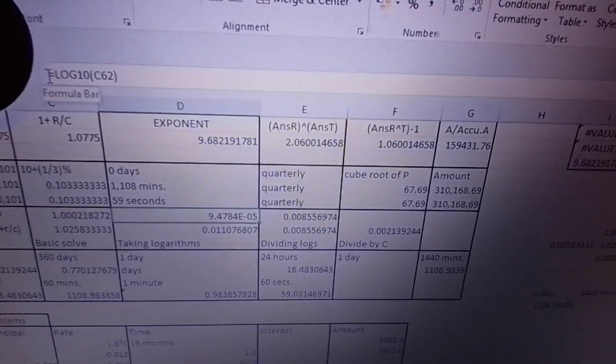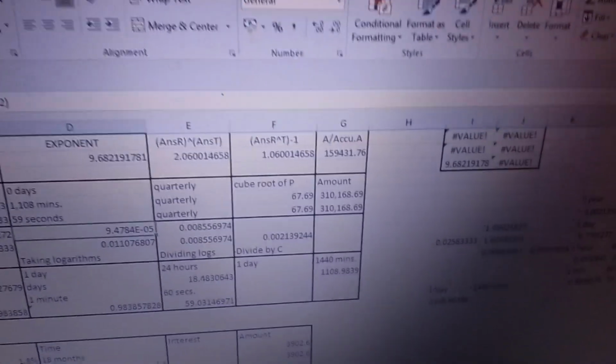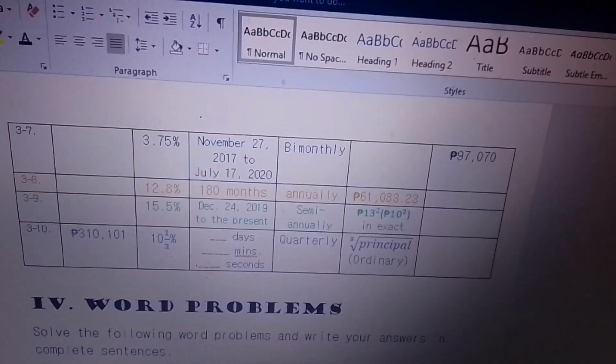Okay? And that's it. And that's how we solve our compound interest. That's all the problems that I have today. And once again, thank the Lord, we've already done everything.